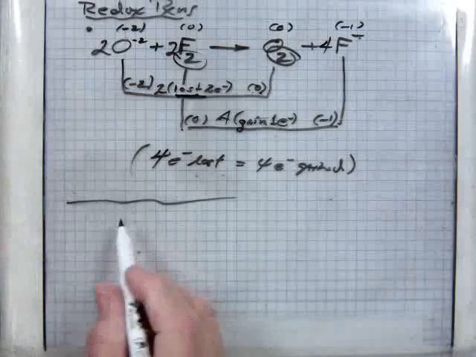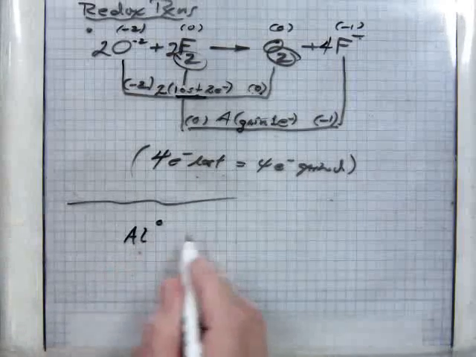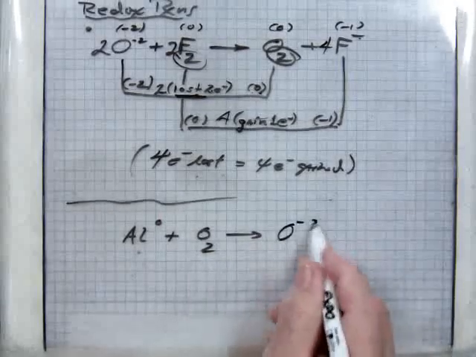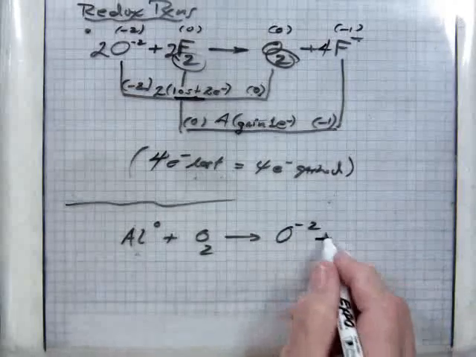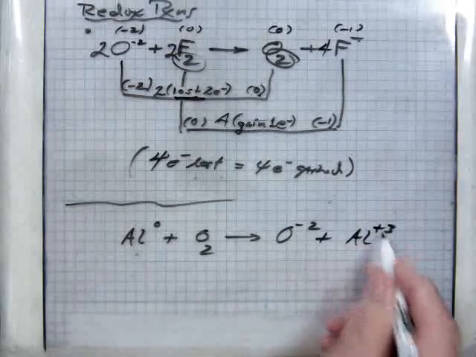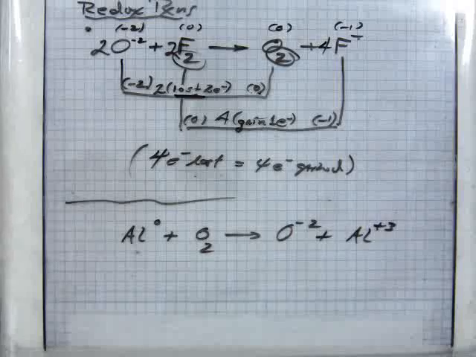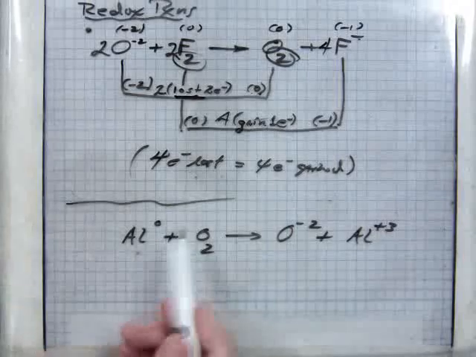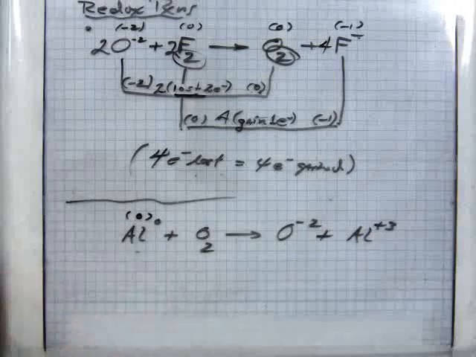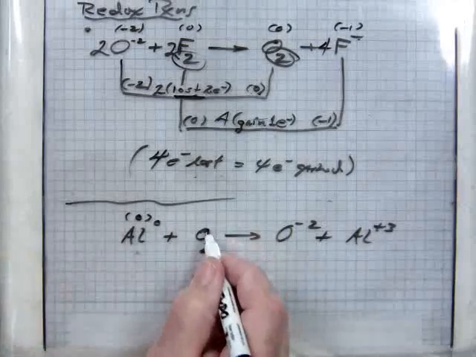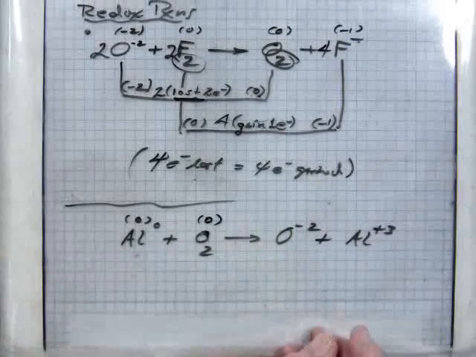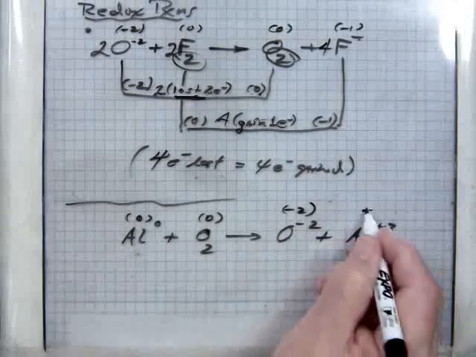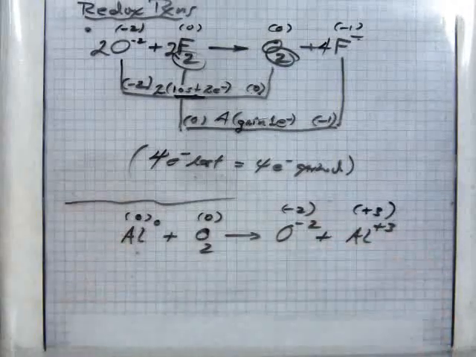Same way with this next one, where you see aluminum in its basic standard state plus O2 going to oxygen minus 2 plus aluminum plus 3. Okay, first thing we need to do is assign oxidation numbers. Well, if it comes to you like this, it's automatically assumed to be 0 charge. Oxygen O2 is the basic standard state of oxygen, so we assign a 0 to that, minus 2 on the product side oxygen, and a plus 3 on the aluminum.